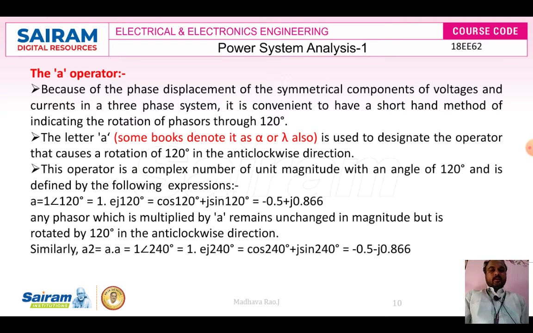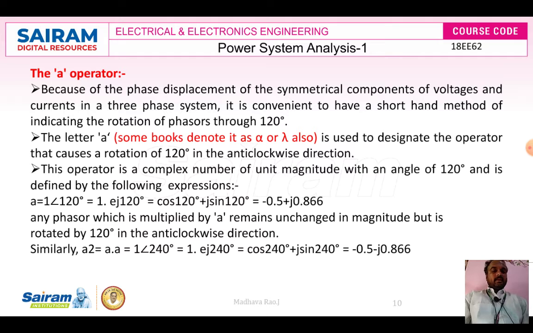A is the operator that denotes phase displacement. Because of the phase displacement of symmetrical components of voltages and currents in a three-phase system, it is convenient to have a shorthand method of indicating the rotation of phasors through 120 degrees. We take three sets of phasors, and each phase difference is equal to 120 degrees, so we use the operator A as the shorthand.